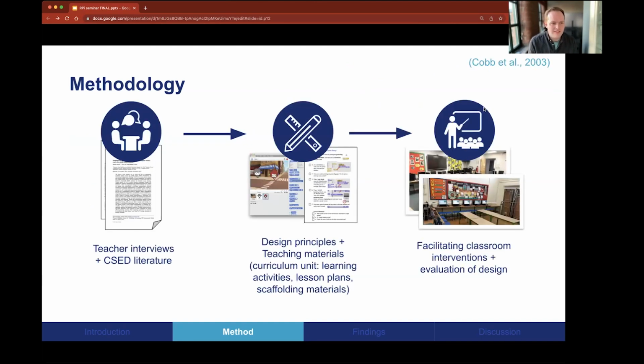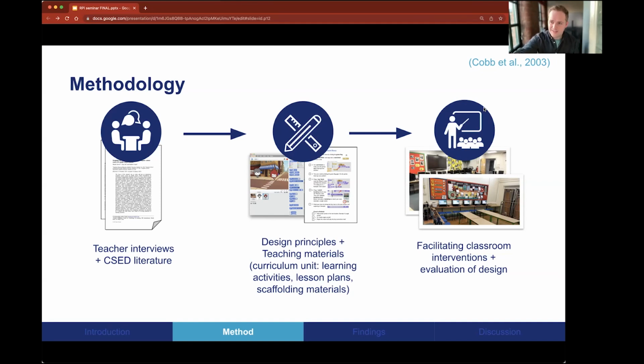So what did that look like for this study? Well, it started with some teacher interviews and a feasibility study where we spoke to teachers in an earlier pilot and asked them about the challenges that they were facing. And we also looked at the computer science education literature. And from there, we derive ideas, design principles, theory, teaching materials in some cases, if we look at curriculum documents and things. So lesson activities, learning activities, lesson plans, scaffolding materials. So we create a design.